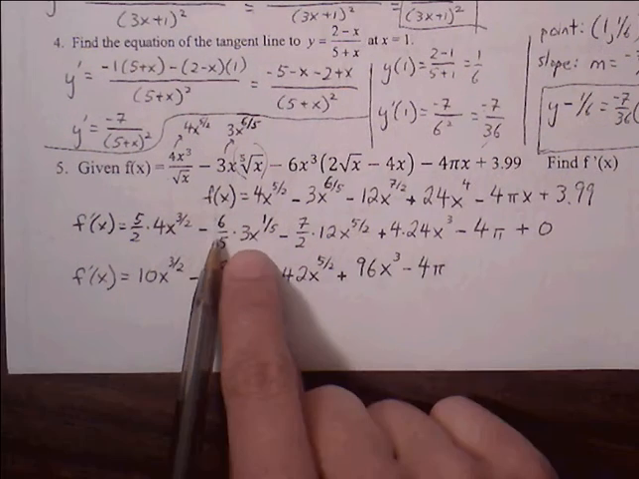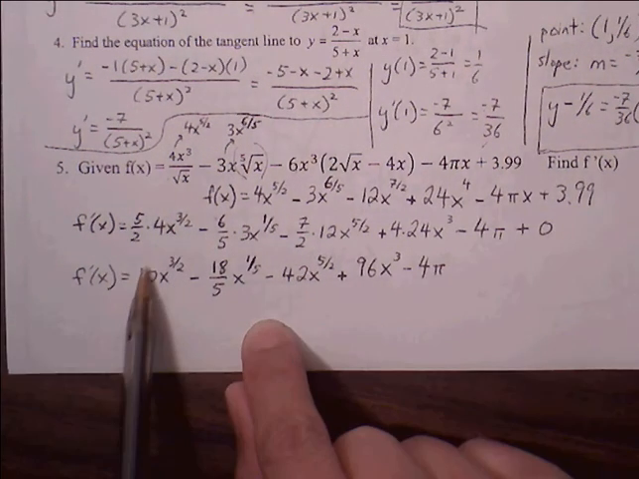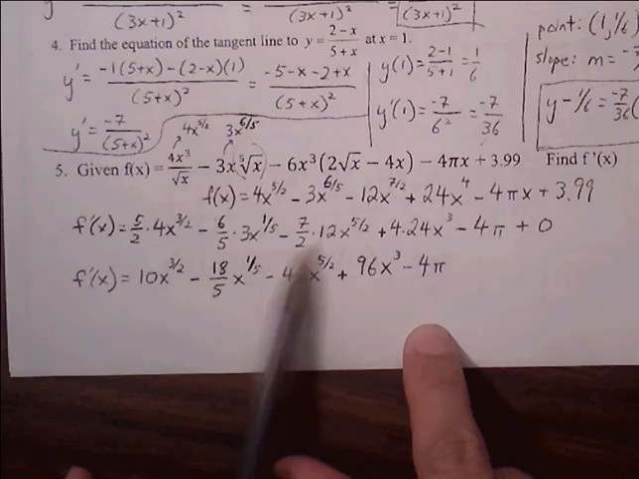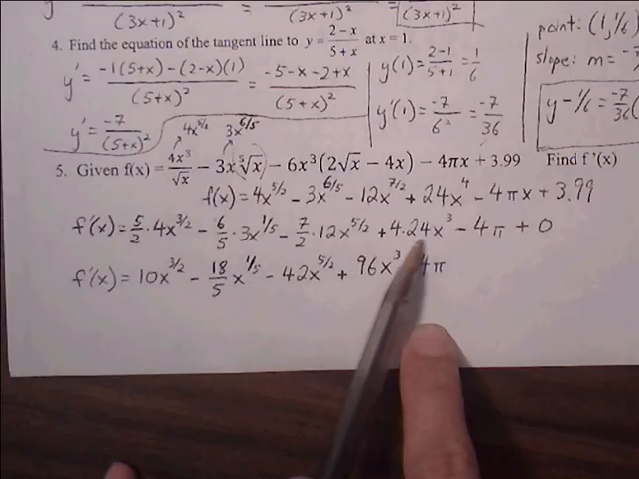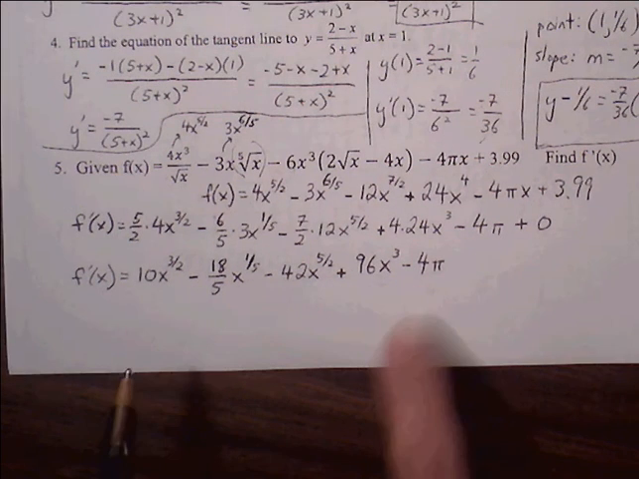So we found the derivative. Now it's just a matter of trying to clean this up a bit more. So 5/2 times 4 gives us 10. 6/5 times 3 is 18 over 5. 7/2 times negative 12 is negative 42. 4 times 24 is 96. And here we have our derivative function.